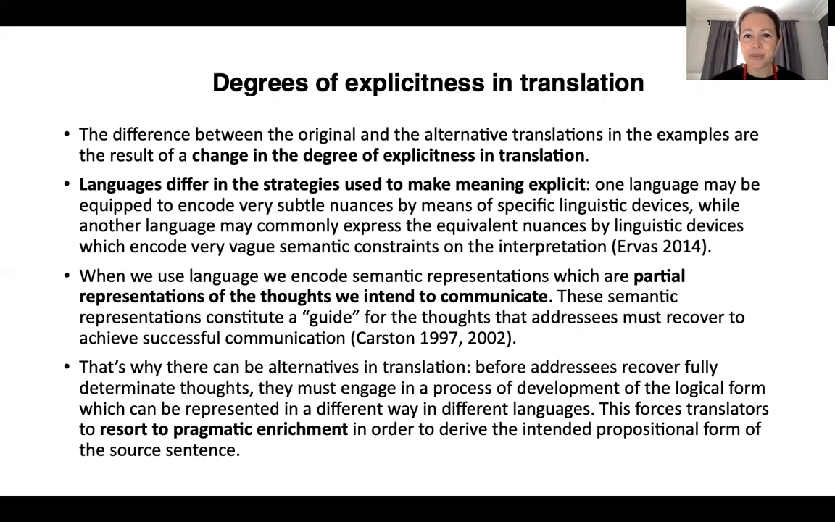When we use language, we encode semantic representations, which are partial representations of the thought we intend to communicate. In Carston's view, this semantic representation constitutes a guide for thought that addressees must recover to achieve successful communication, recovering the speaker's intention. That's why there can be alternatives in translation.